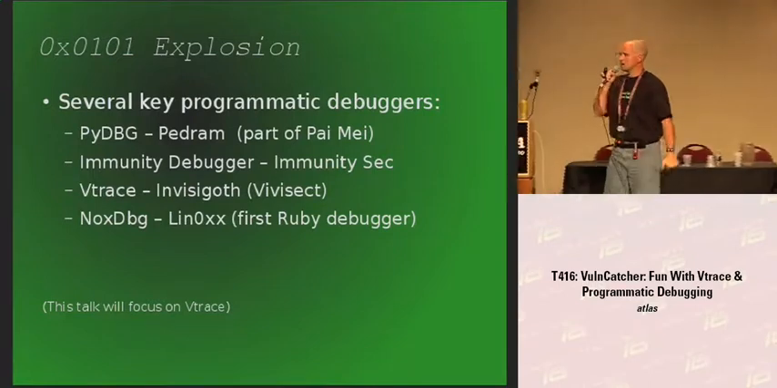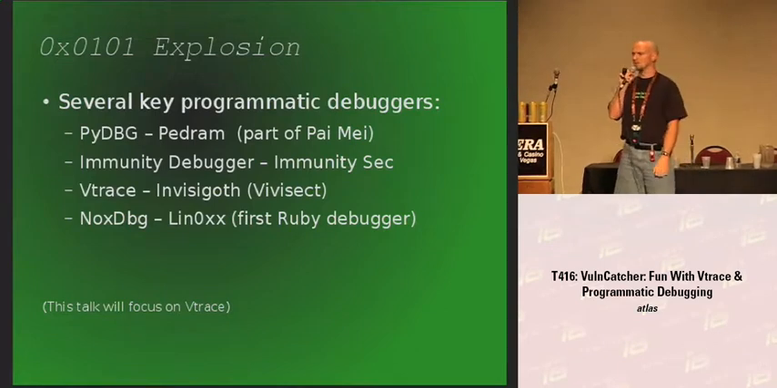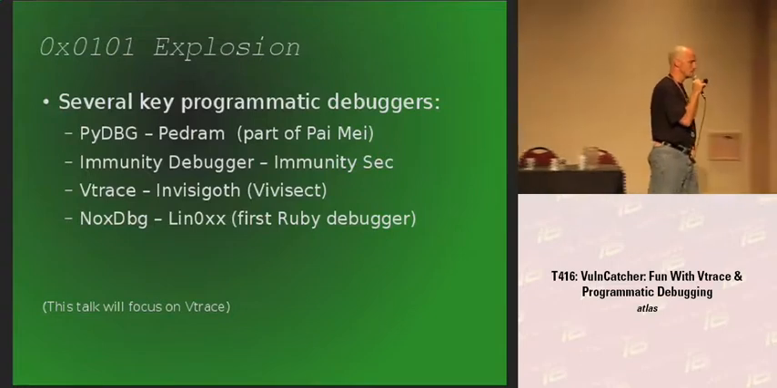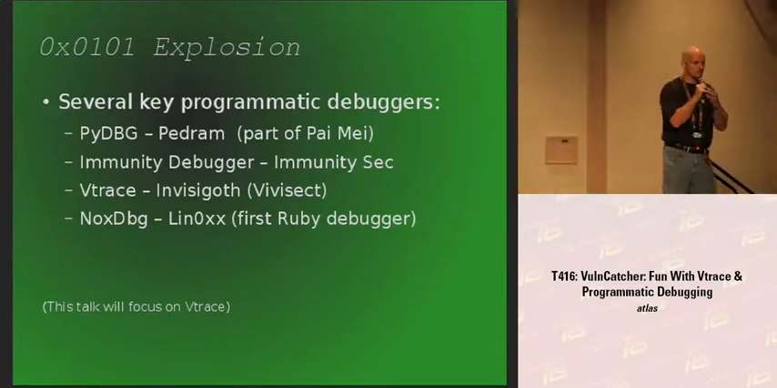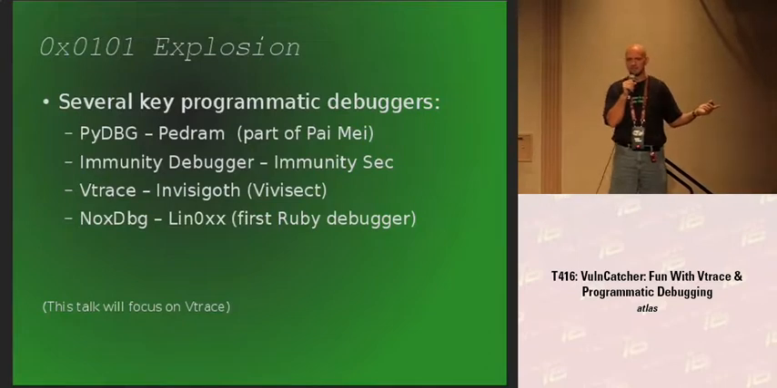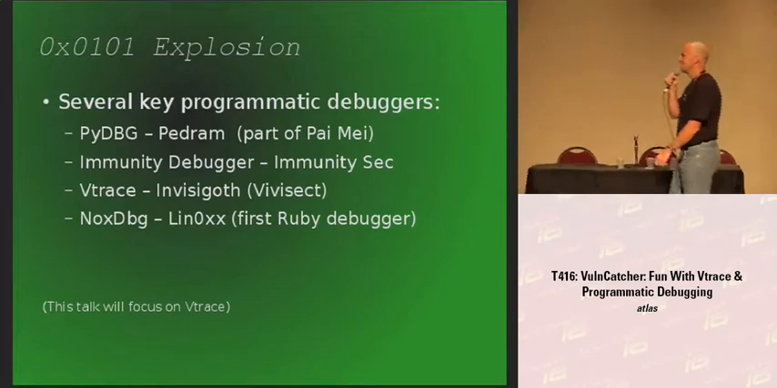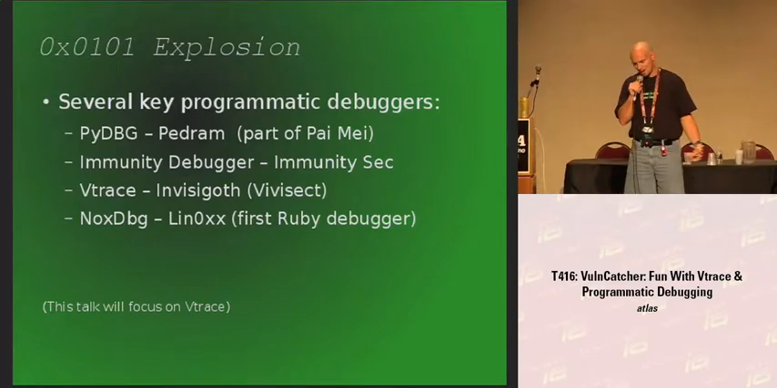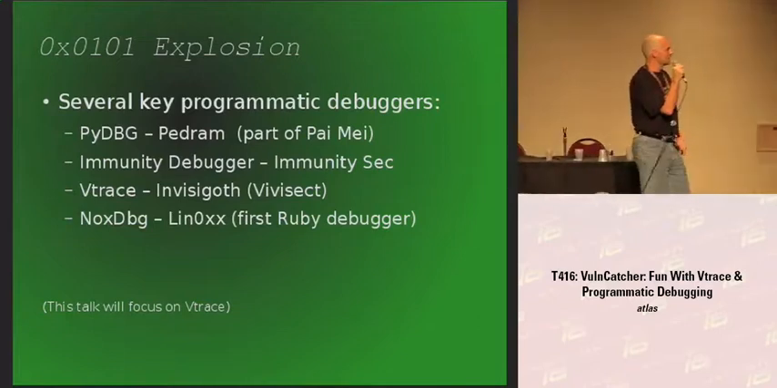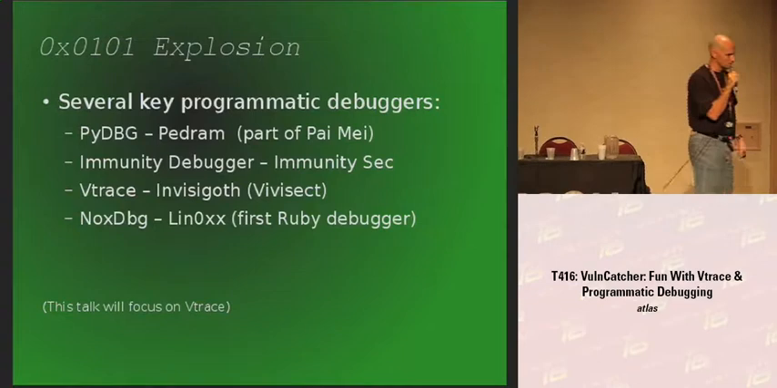Then Visigoth, in a very unvocal way, wrote a tool called Vtrace and released it to the public. Vtrace is what we're going to be talking most about because, well, Vtrace is my favorite. And I'm the speaker. And if you have a problem with it, you talk. I promised a good friend I'd tell you about NoxDebug a little. NoxDebug is a Ruby-based programmatic debugger.